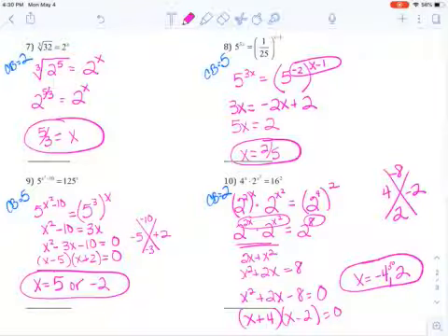Okay? Again, the most important thing, though, to do first on any of these is find the common base.